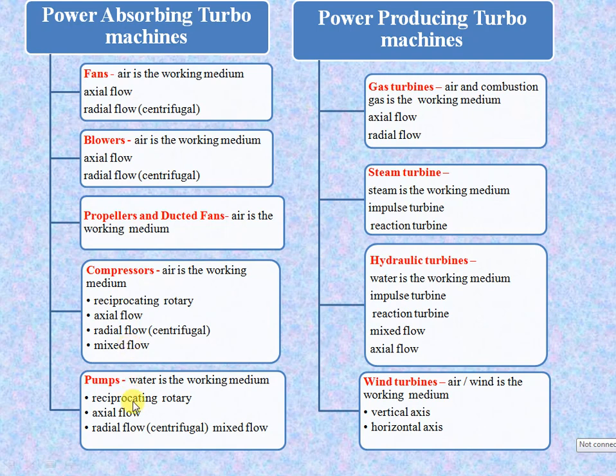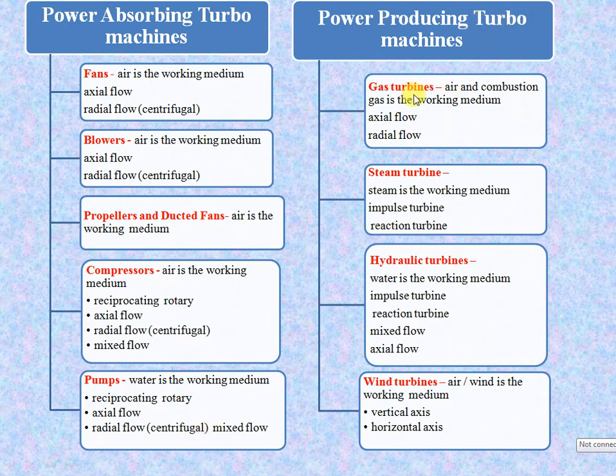The next example is pump. All these, fan, blower, propeller, compressor and pumps, are power absorbing machines. Power is required. In a pump, water is the working medium. Again, reciprocating pumps, axial flow pumps, and radial flow or mixed flow pumps are used.